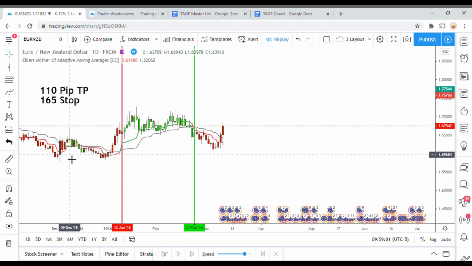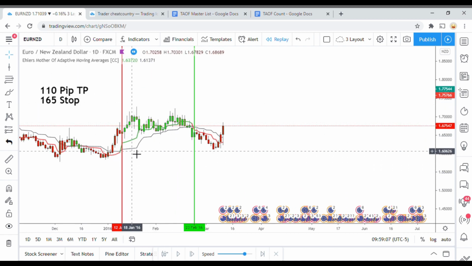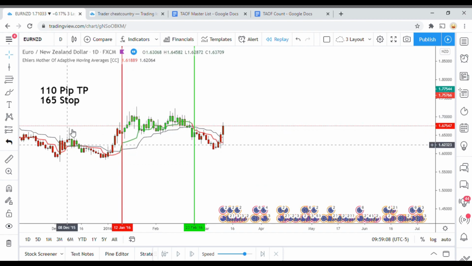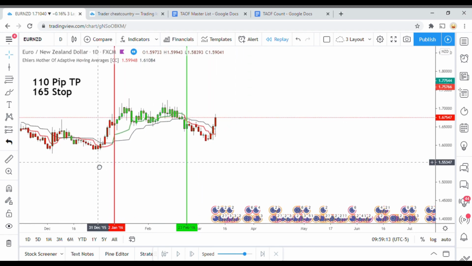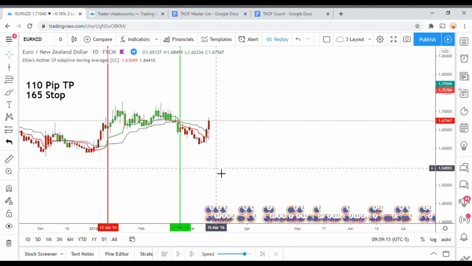So it seems to be a common theme of this particular pair to develop these long wicks. You can see it over and over and over. Long wicks to the upside, long wicks to the downside, sometimes long wicks on the same candle to both sides. And so that is definitely something that you have to be mindful of.